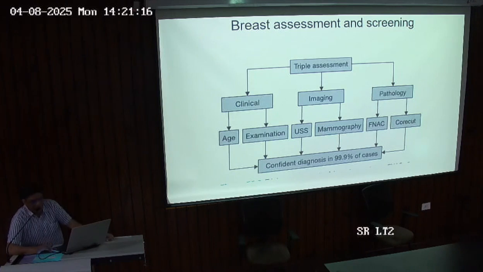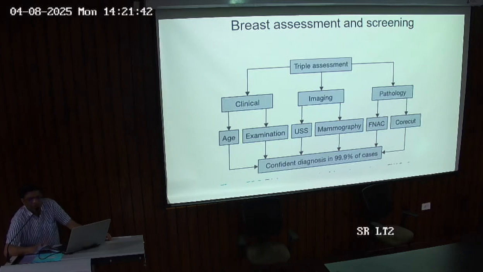From the pathology point of view, it is either FNAC or core cut biopsy. What is the difference between FNAC and core cut biopsy? In FNAC, it is only a cytological study. Only cells are there. So we are not able to know whether there is a capsular invasion or not. What is the hormonal status, because that requires tissue? What hormonal status? ER, PR and Herceptin.